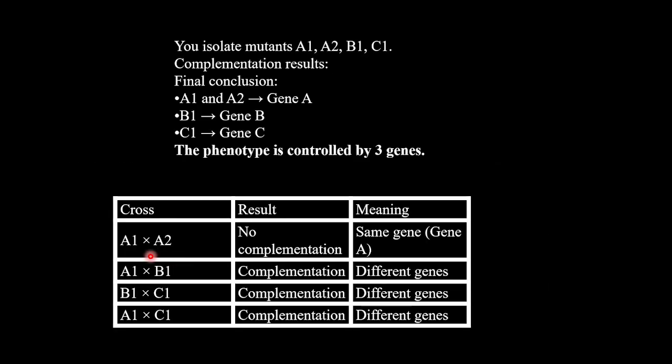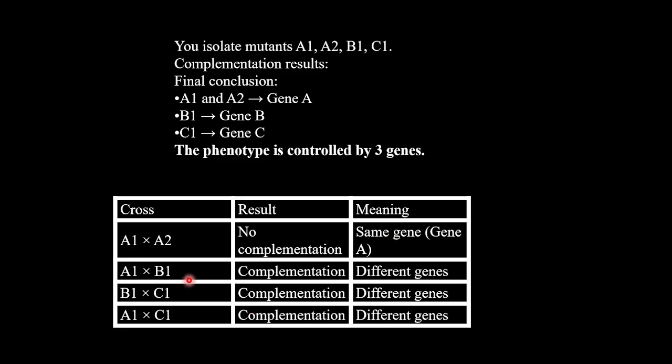For example, if you see here, you isolate the mutants A1, A2, B1 and C1. Let's say these are the four mice you get. You perform crossing with each other: A1 to A2, A1 to B1, then A1 to C1 and then B1 to C1. Only these crosses are possible. In A1 and A2 there is no complementation. It means they belong to the same complementation group. They have the mutation in the same gene, so they are not complementing each other.